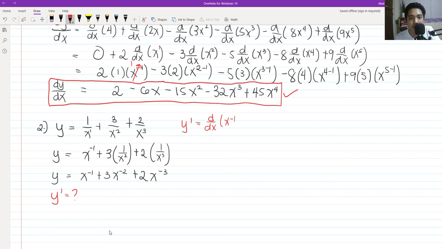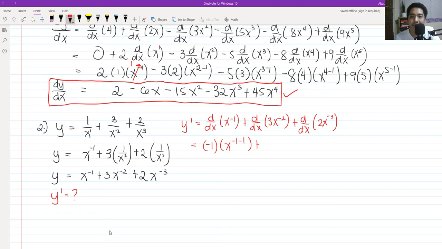So we have the derivative of x raised to negative 1 plus the derivative of 3x raised to negative 2. Then we have plus the derivative of 2x raised to negative 3. Okay? So applying the power formula, we have our n here for the first term is negative 1. So we have negative 1 and then multiply it by x raised to negative 1 and then we subtract 1 again from its exponent.